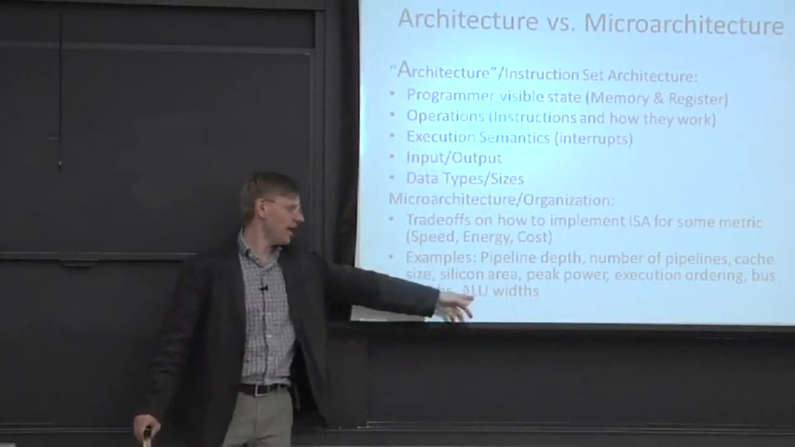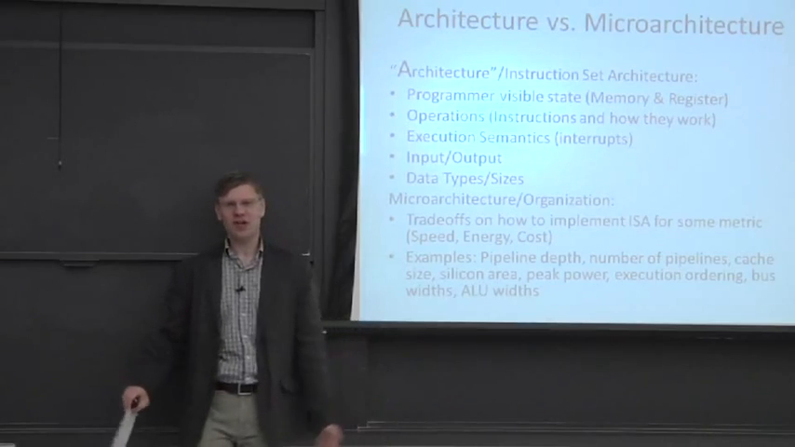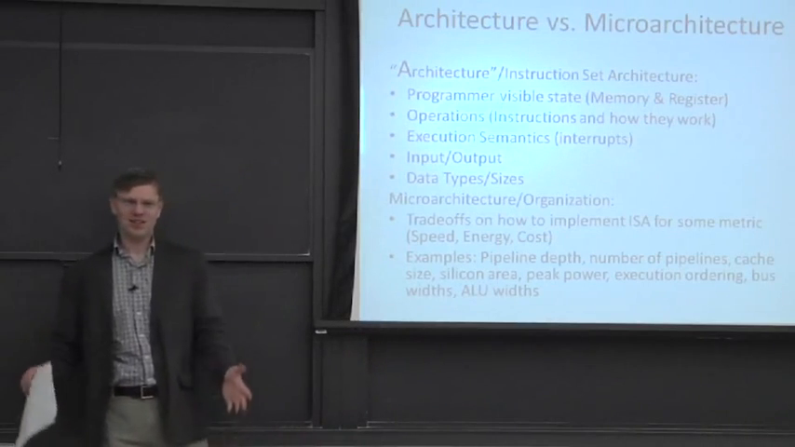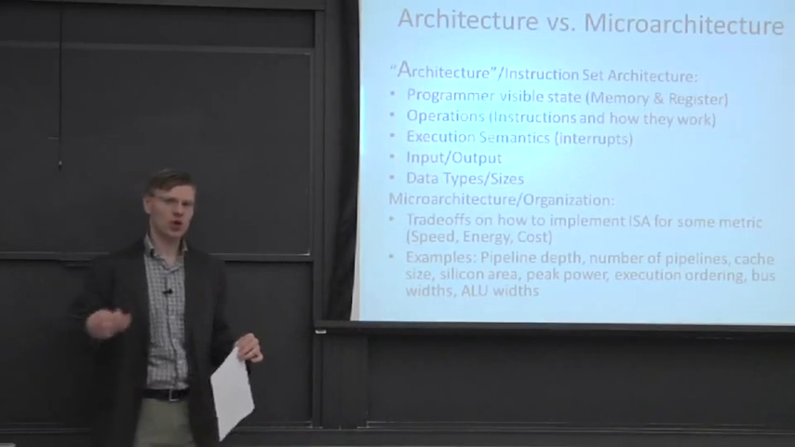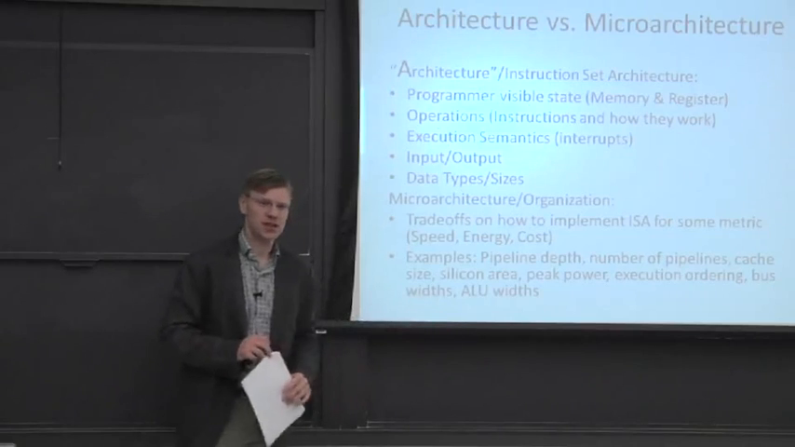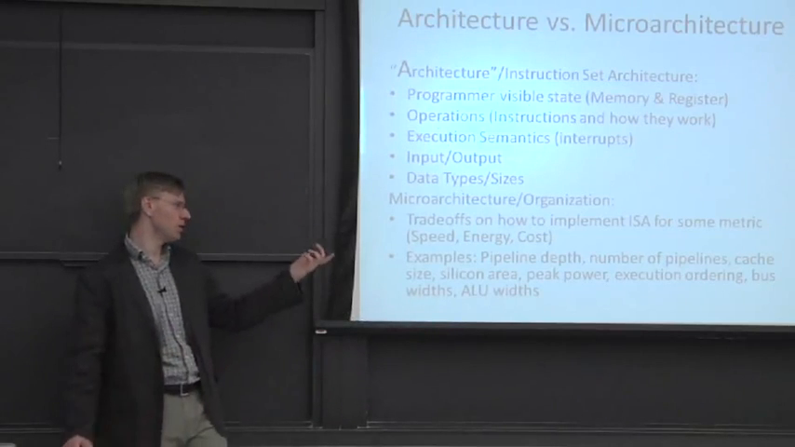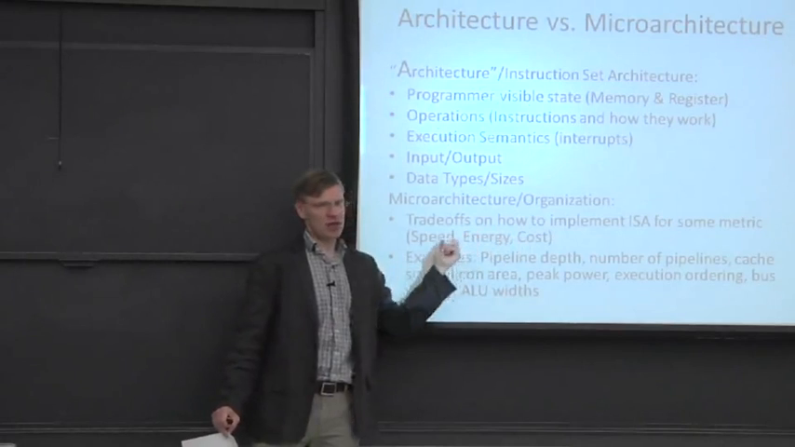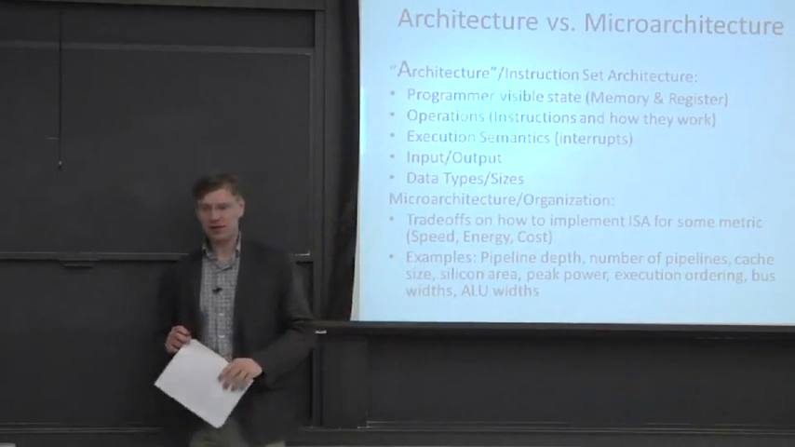Bus widths, ALU widths. If you have, let's say, a 64-bit machine, you can actually go and implement that as a bunch of 1-bit adders, for instance. And people have done things like that in the microarchitecture. And this allows you to build more expensive or less expensive versions of the same processor.